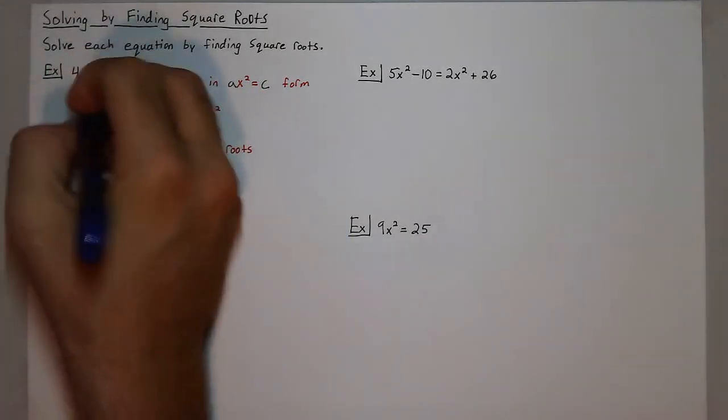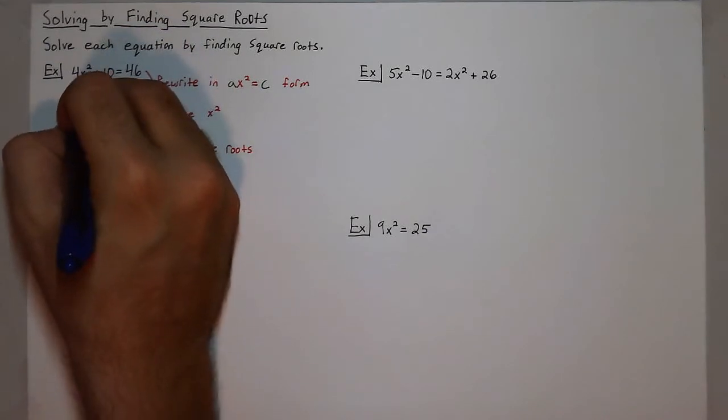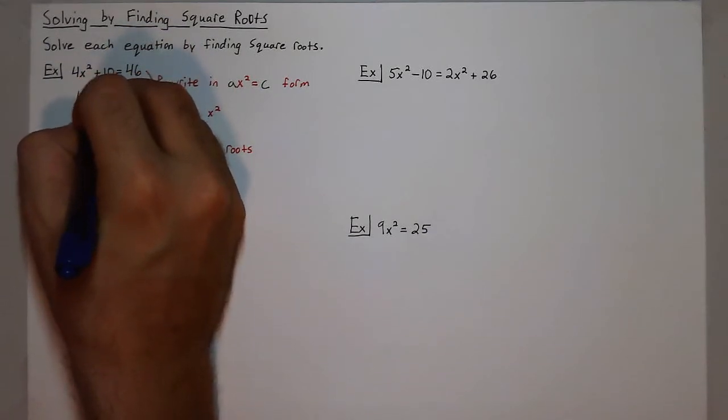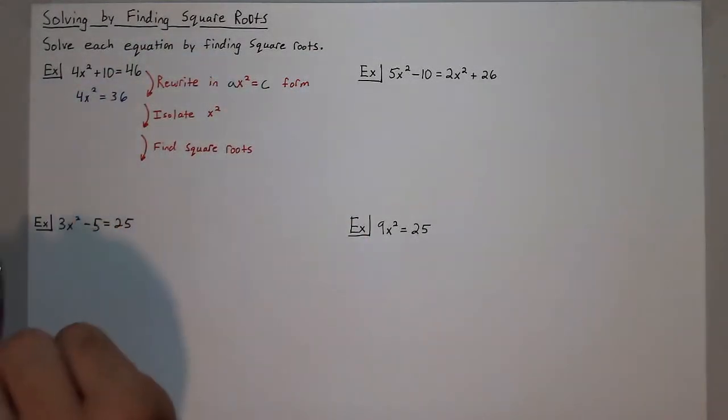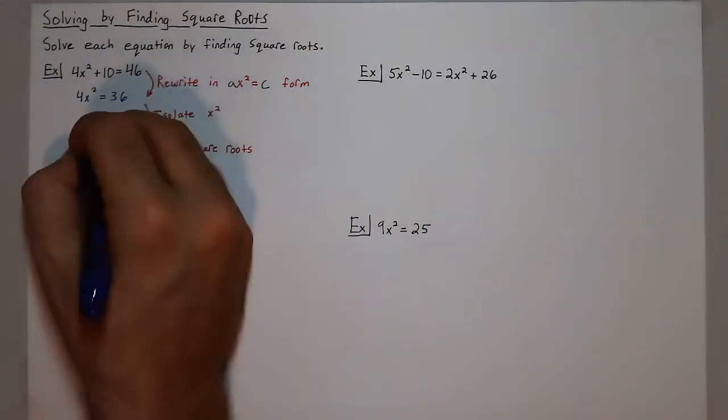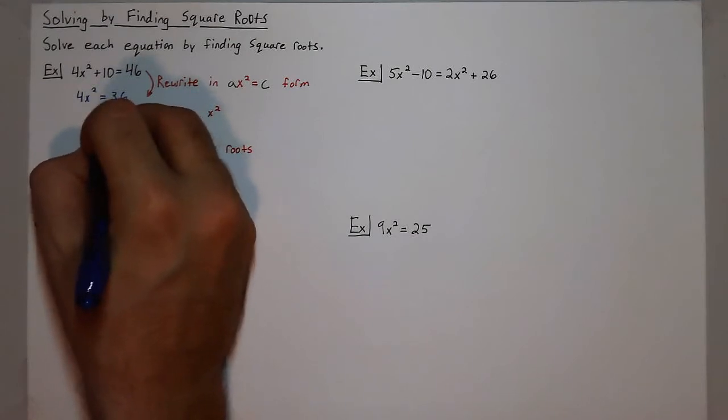So we're going to subtract 10 from each side, give me 4x squared is equal to 36. Next, we'll isolate the x squared. So we'll divide each side by 4. Give me x squared is equal to 9.